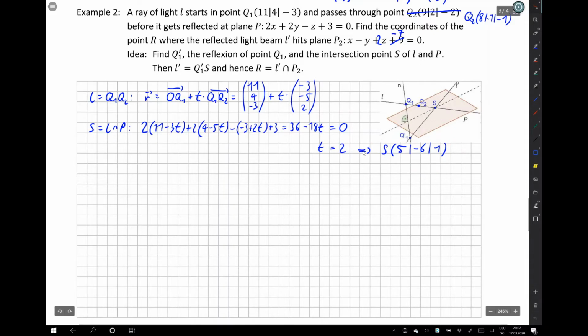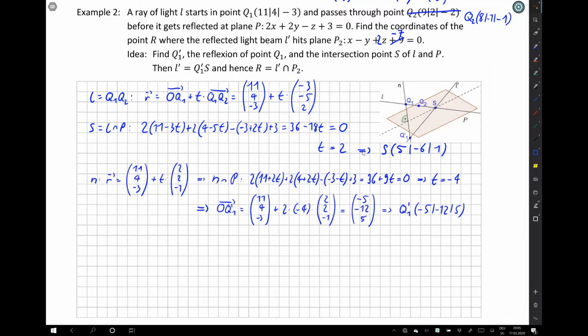Next, we need to find the point Q1 dash, which is the point Q1 mirrored at the plane P. So we can use exactly what we learned in example 1. And by the way, it's exactly the same task, even with the same numbers. Nevertheless, you can practice it. I'll write it down as well. Maybe you want to stop the film. And so we find the mirrored point Q1 dash as (-5, -12, 5).